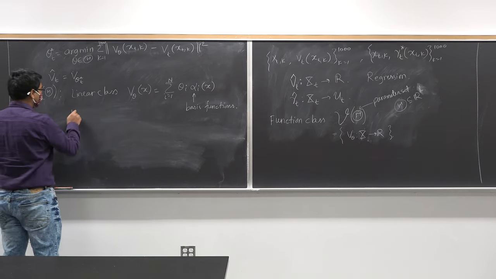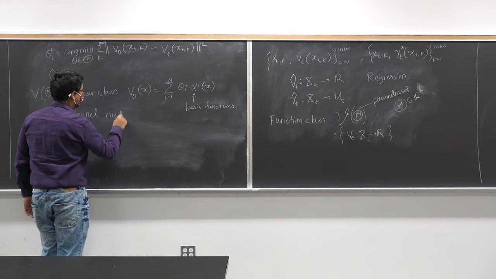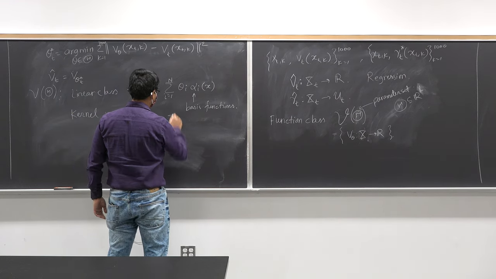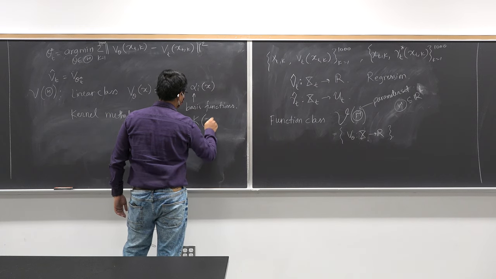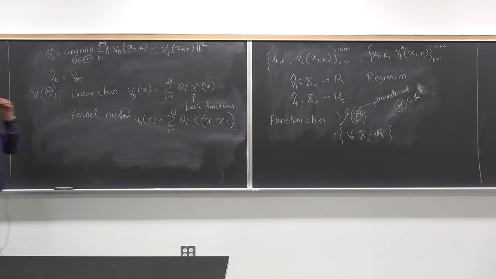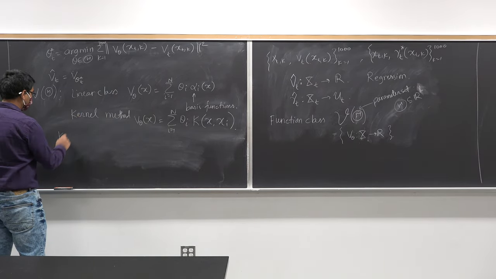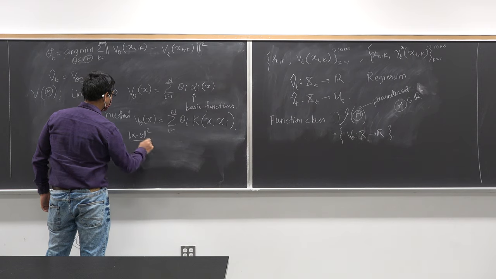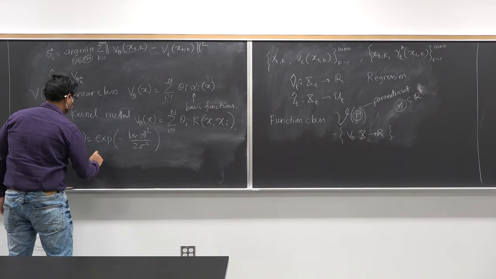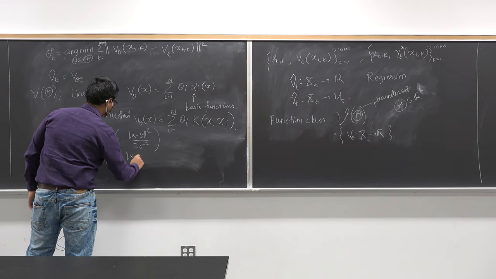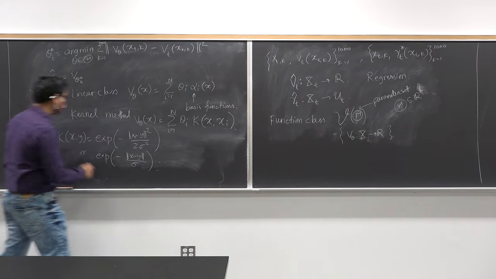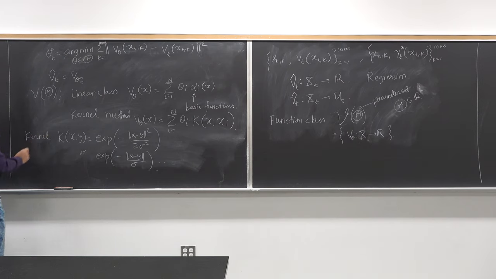Then the second is kernel method. So V theta of X is summation i equals 1 to N theta i of K(X, Xi), where K is some sort of kernel. And so on. These are known as kernels. Just kernels.